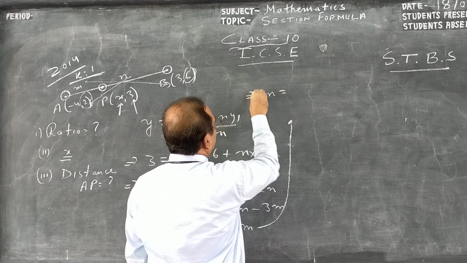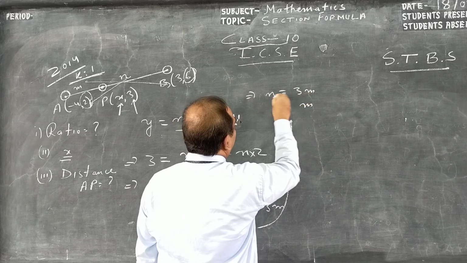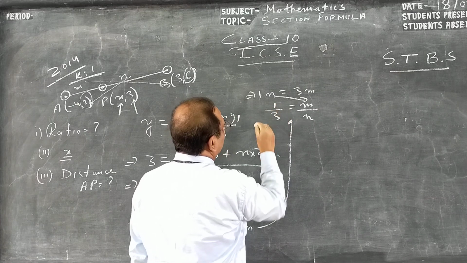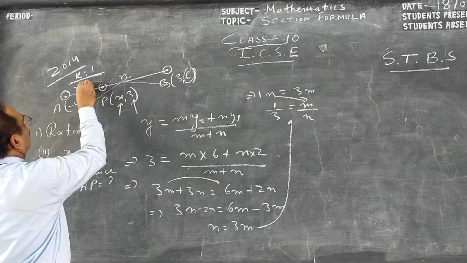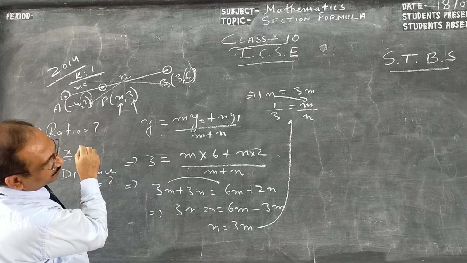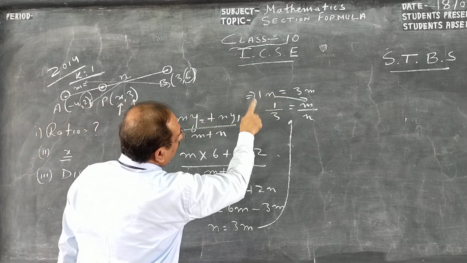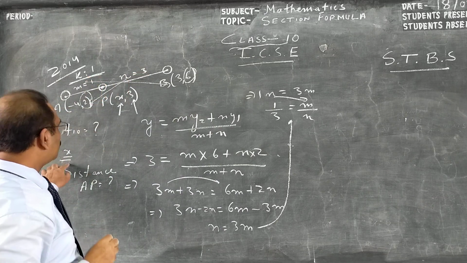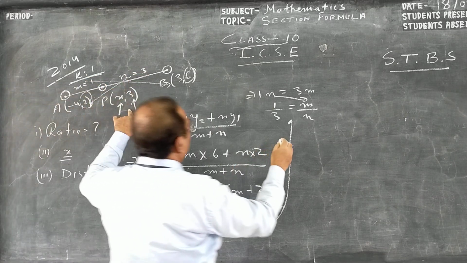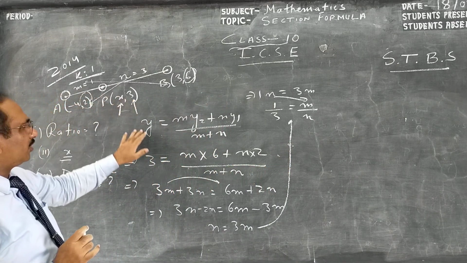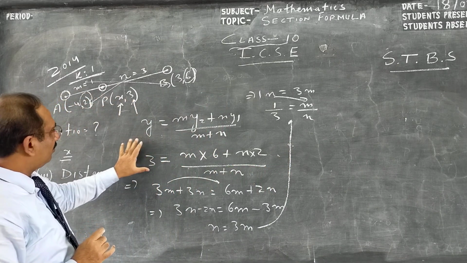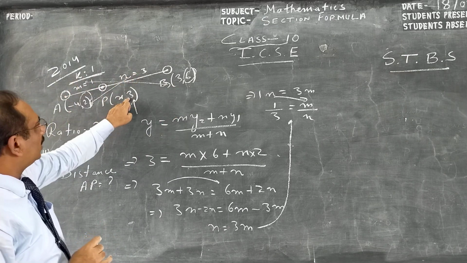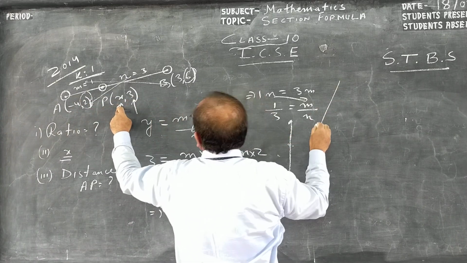So if you take n this side, m by n is 1 by 3. So this is the ratio I got: 1 is to 3. So you have to solve for x. Same thing, children. What we did over here, we took one of the coordinates that we knew, and with the help of that coordinate and these 2 coordinates, we get the ratio. From the ratio we can find the other unknown coordinate, x or y.